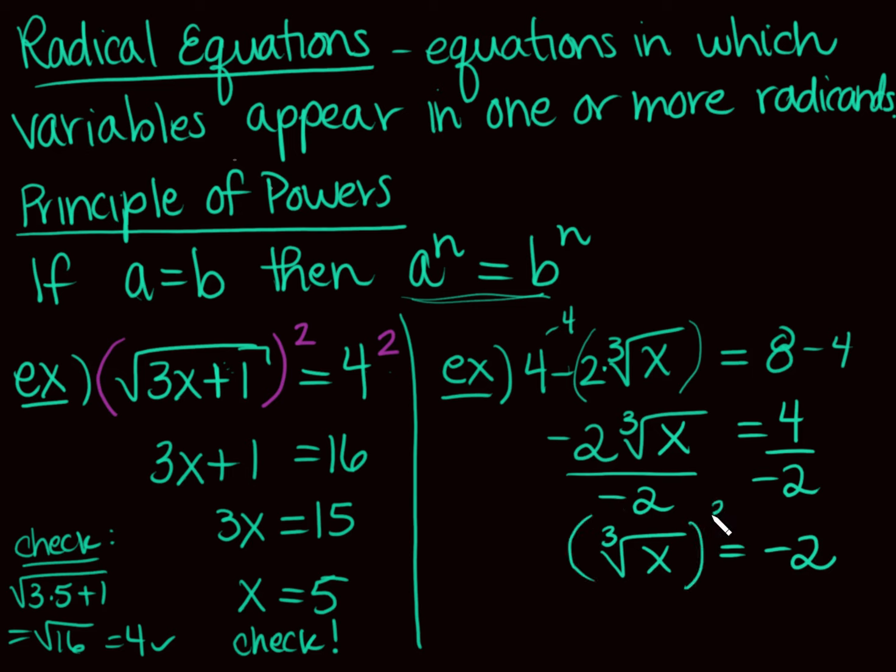I'm going to cube both sides. What happens when I cube a cube root? They undo each other, so I just get x. What happens when I cube a negative 2? We get negative 8, and we're done. With cube roots, you're not going to get extraneous solutions like you would with square roots, but it's always a good idea to check your solutions.